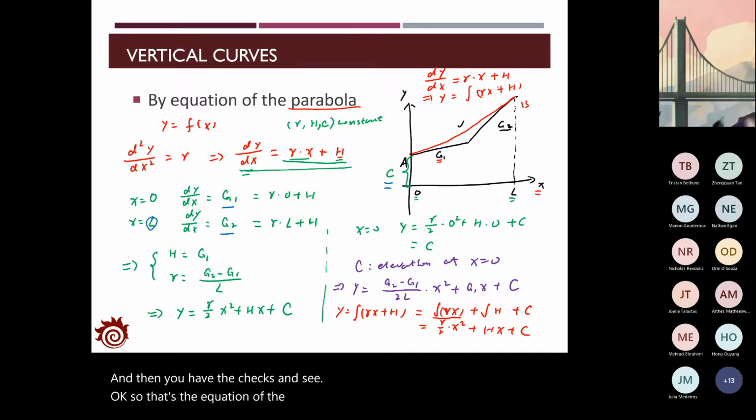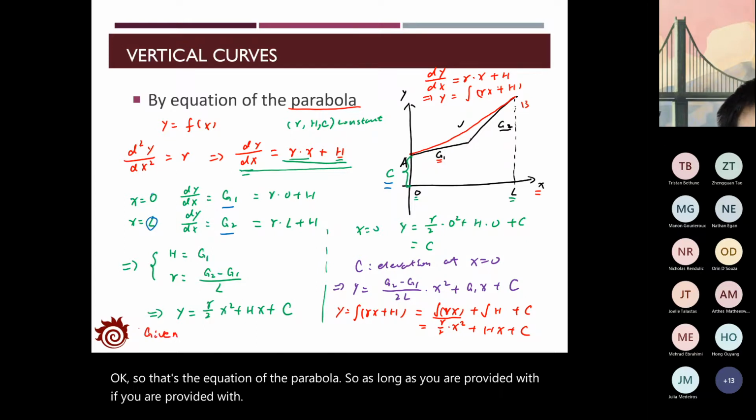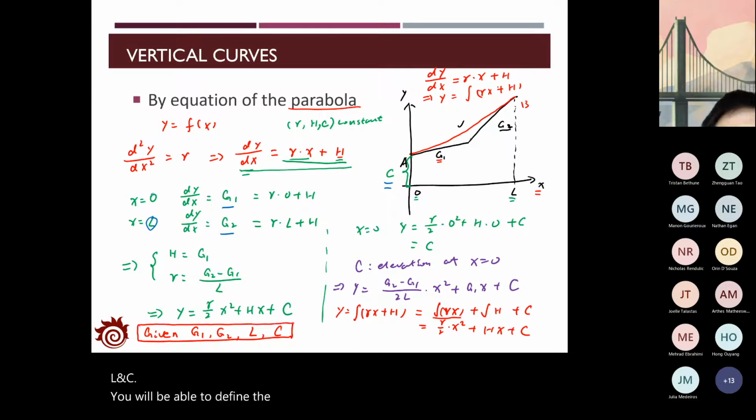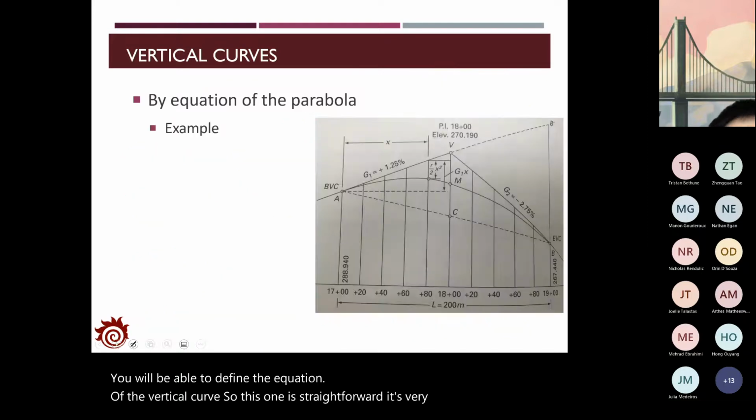So if you are provided with G1, G2, L, and C, you will be able to define the equation of the vertical curve. So this one is straightforward. It's very simple and straightforward.